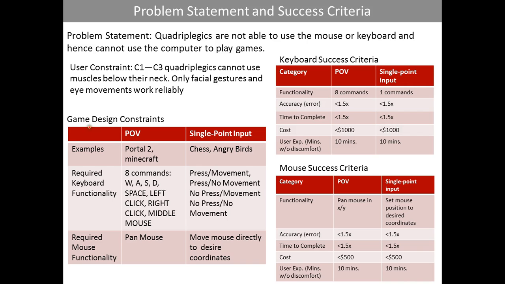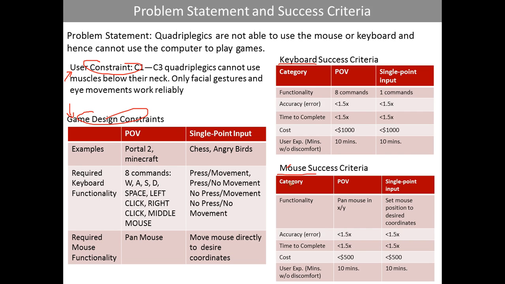So if you remember from the last video, the problem I'm trying to tackle is that quadriplegics are not able to use the mouse or keyboard and hence cannot use the computer to play computer games. So the first step was to identify a set of design constraints. So I got some from the game and from the user, and from there I was able to create a set of keyboard and mouse success criteria.